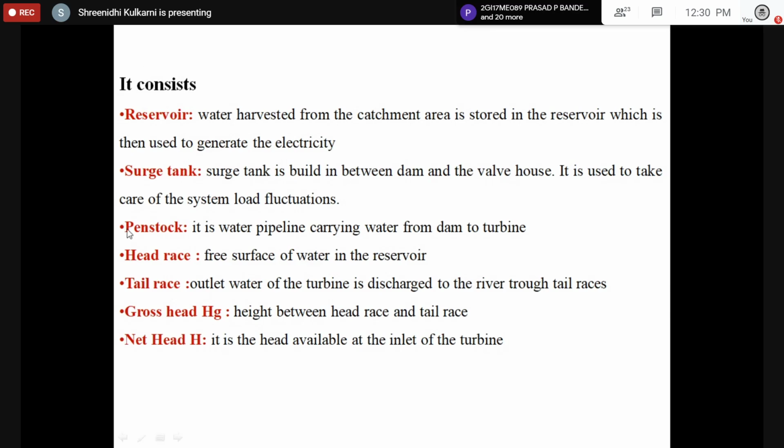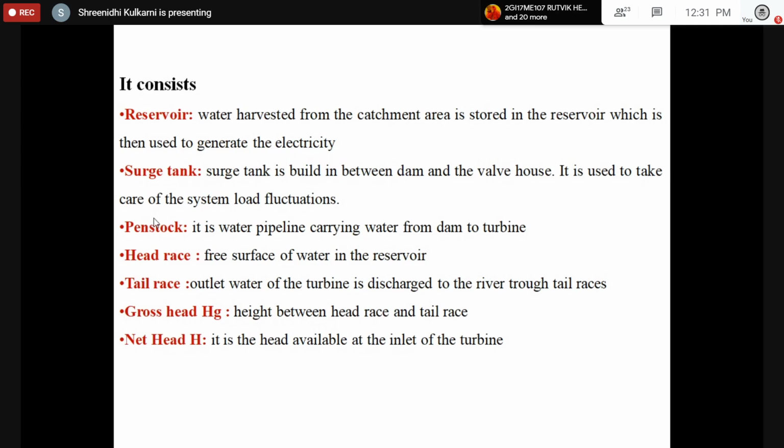Next, penstock. The penstock is a water pipeline carrying water from the dam to the turbine. Penstock is nothing but a large diameter pipe. The water is carried from the dam to the turbine, that is, from the reservoir to the turbine.